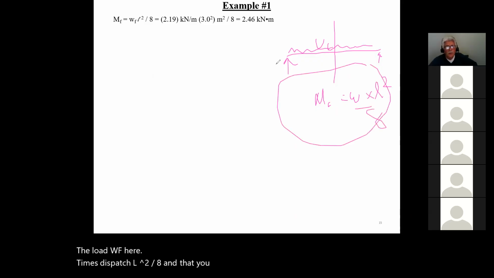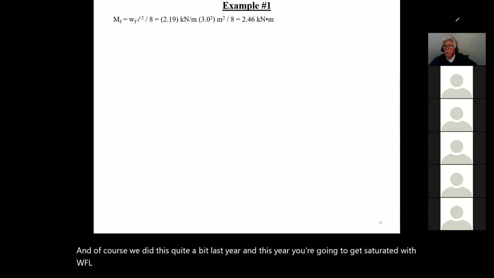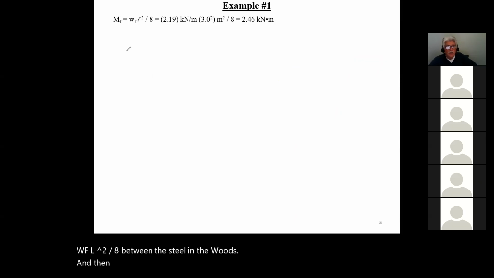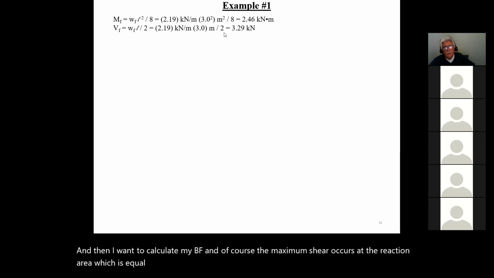That you get from your beam formulas, okay? And of course, we did this quite a bit last year, and this year you're gonna get saturated with wf L squared over 8 between the steel and the wood. And then after that, I calculate my Mf, and then I want to calculate my Vf. And of course, the maximum shear occurs at the reaction area, which is equal to wL over 2. And of course, the units are in kilonewtons.